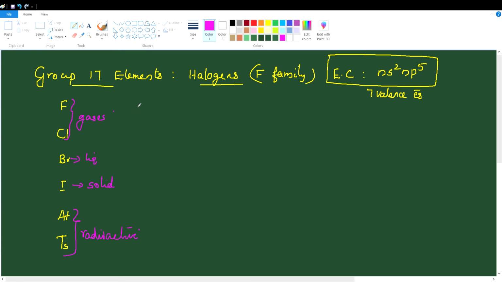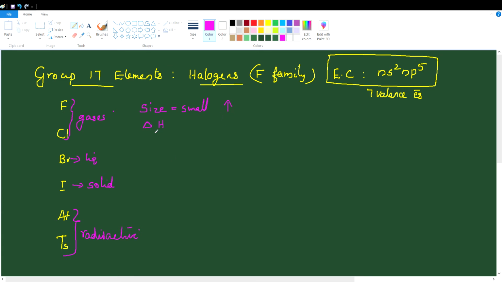Atomic and ionic size. Halogens have the smallest size in a period. Their size is very small. If you take a period, halogens have the smallest size. Anyway, atomic and ionic size down the group increases.